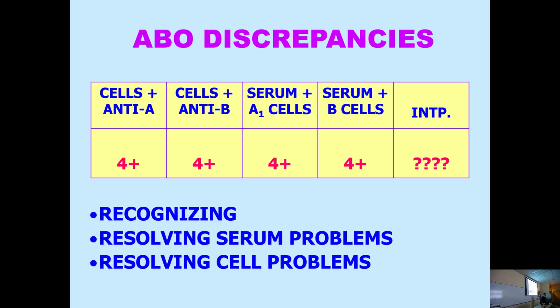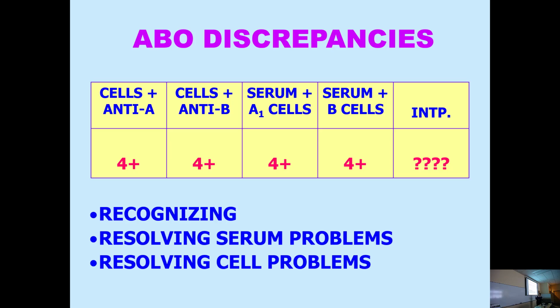This is actually one of my favorite lectures. I love talking about this because this is the kind of stuff that happens all the time in blood bank. You get these discrepancies. And I'm saying all the time, usually they're really easy to deal with and handle, but they do happen, and there's a lot of different things that can cause them. So the lecture is going to be about recognizing them.